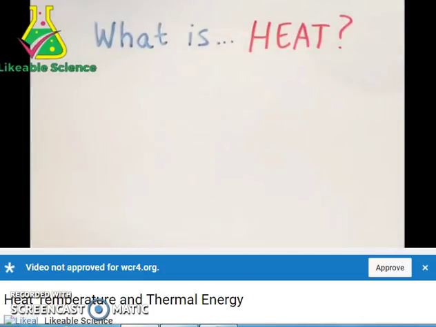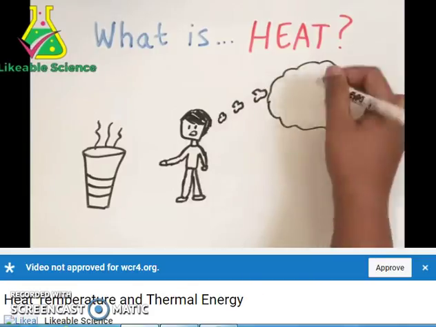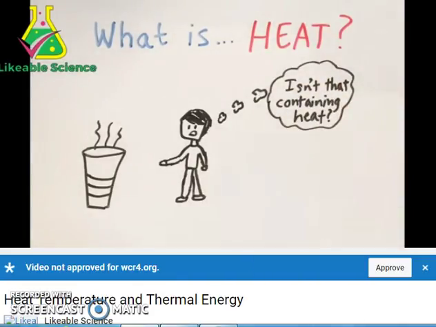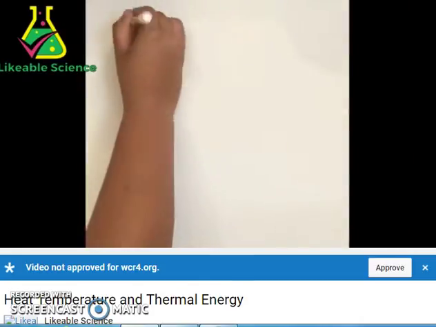So what is heat? Some might look at a glass of hot water and say, this glass of water contains heat, doesn't it? Actually, objects can't contain heat. However, they can contain thermal energy. In order to understand heat, we have to go through temperature and thermal energy first.